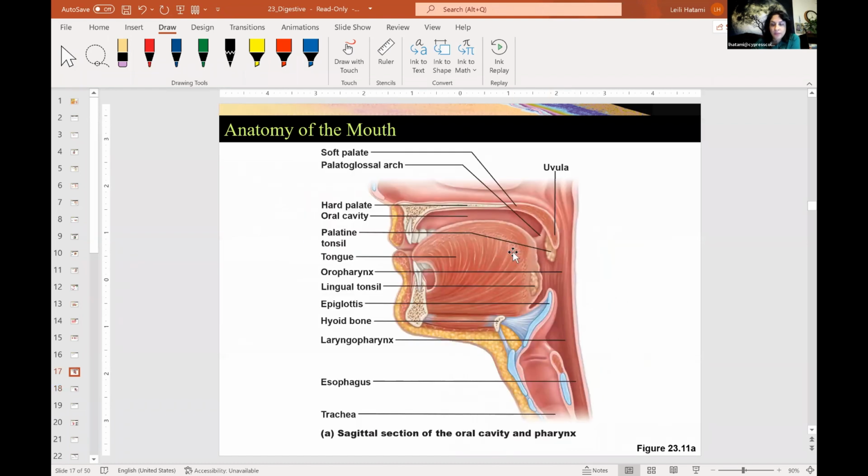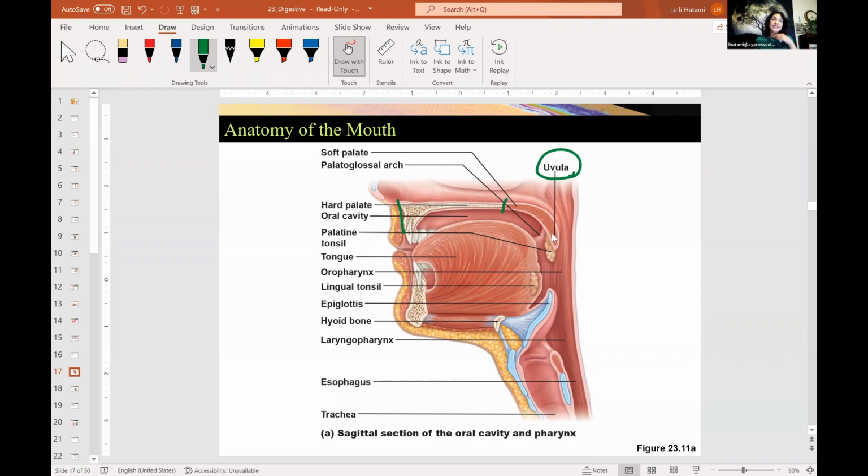Okay, and we talked about the palate. The hard palate is the anterior two-thirds of the palate, or roof of the mouth, which is bony and composed of two bones. If you remember, the maxilla and palatine bones make our hard palate, and the soft palate, which is muscular, hangs down and makes the uvula.